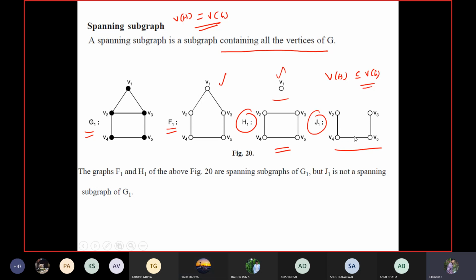Now I hope you have clearly understood the difference between a subgraph and a spanning subgraph. Is it clear up to this? Spanning subgraph and subgraph? In a spanning subgraph, you do not necessarily need to have all the edges connected; only the vertices being present is sufficient. Yes, you're absolutely right. Very good. Additional point. Super.